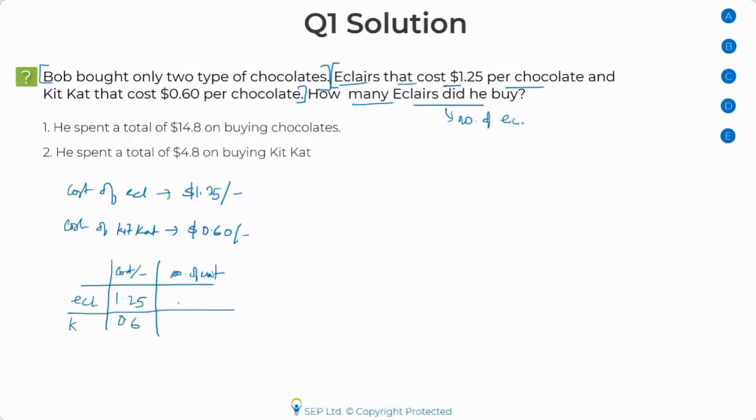So I'm going to assume this to be E and this as K. That's all I can do. And I can say total cost. The total cost for eclairs would be 1.25 E, so cost multiplied by number of units, and this is going to be 0.6 K. I cannot do anything else as far as the question stem is concerned.